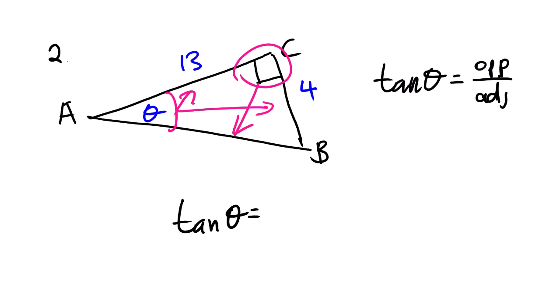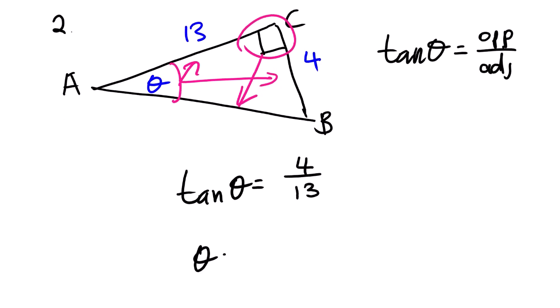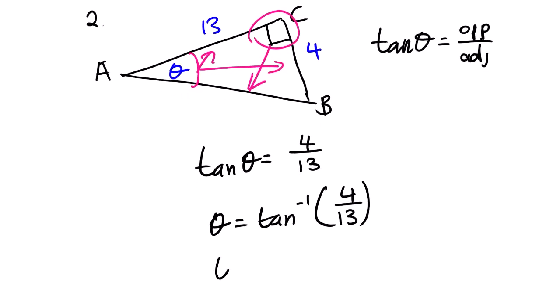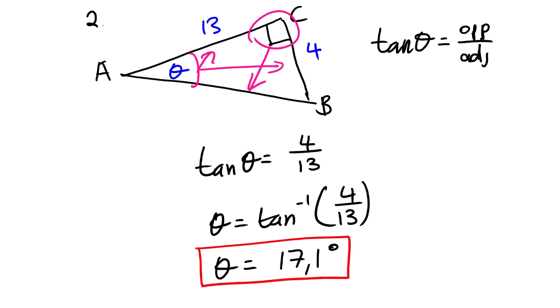Tan theta is equal to the opposite side of theta, 4, over 13. Then we are going to have theta equals tan inverse of 4/13. This is the answer. I hope you got it correct. Let us look at more examples.